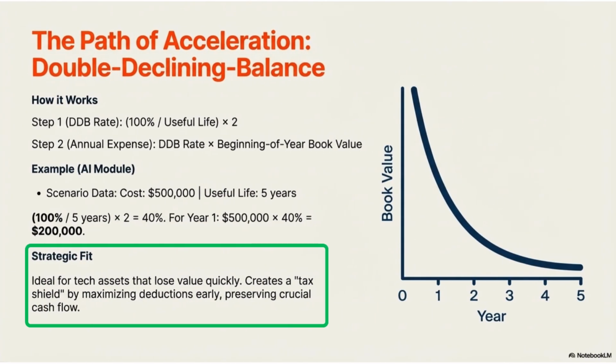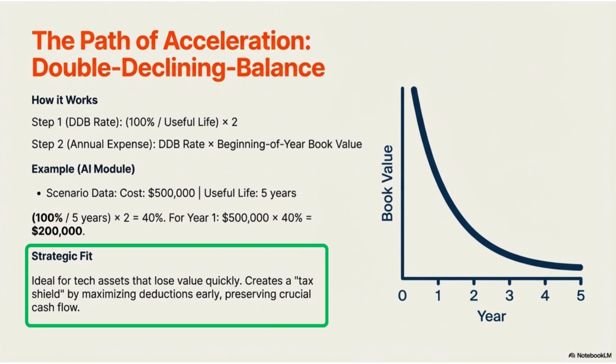It does. And finally, we have the accelerated approach, double declining balance, DDB. This one front-loads the depreciation expense. It does. You take the straight line rate, you double it, and then you multiply that doubled rate by the asset's current carrying amount at the start of the period.